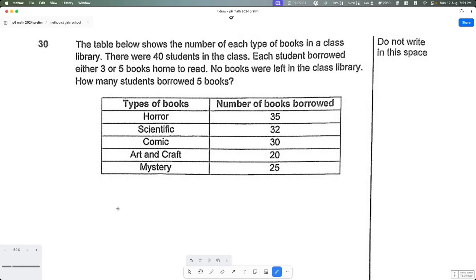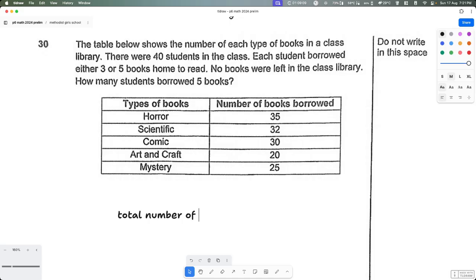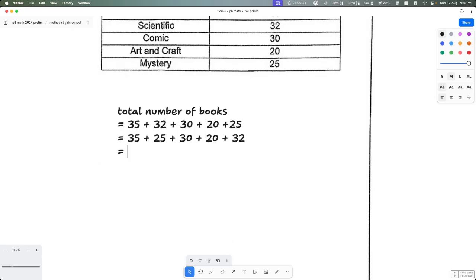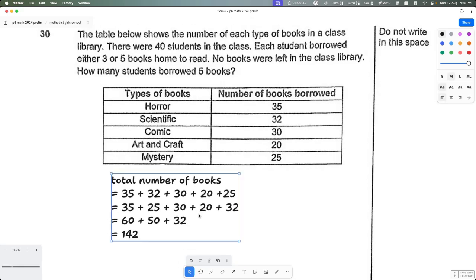So we can get a total number of books, which is equal to 35 plus 32 plus 30 plus 20 plus 25. I'm just going to rearrange so it's easier to see. 35 plus 25 plus 32. 35 plus 25 will become 60. Yeah, 60 plus 50 plus 32 is 142. Okay, so the total number of books borrowed is 142.